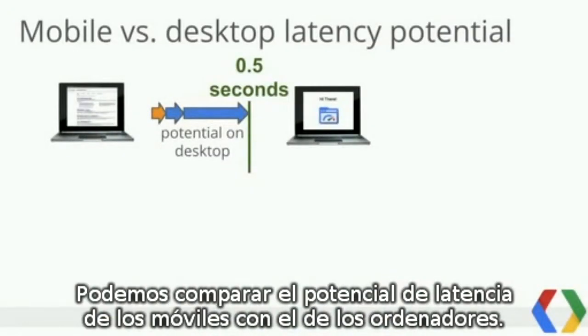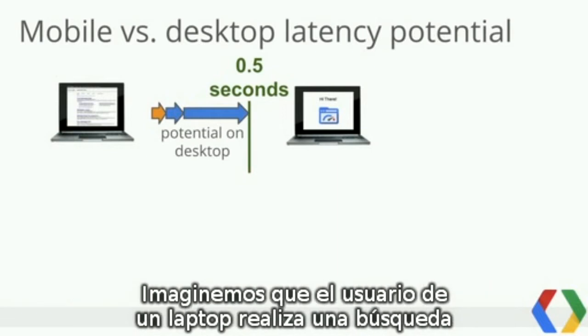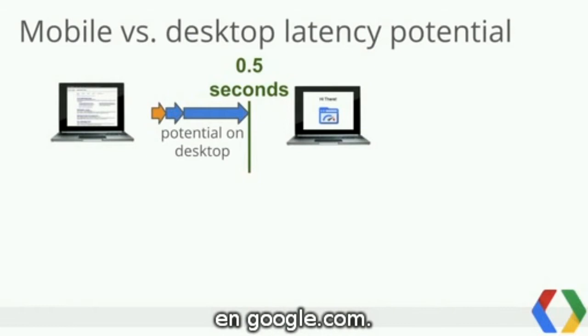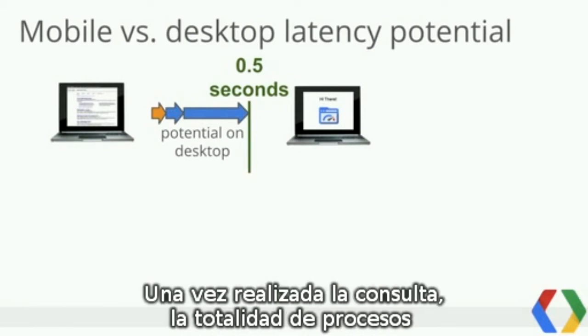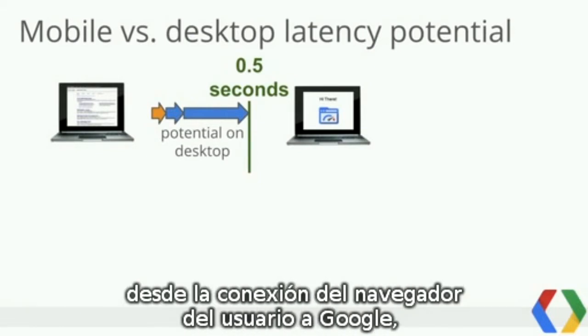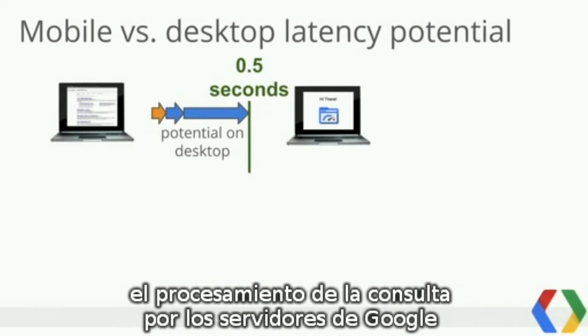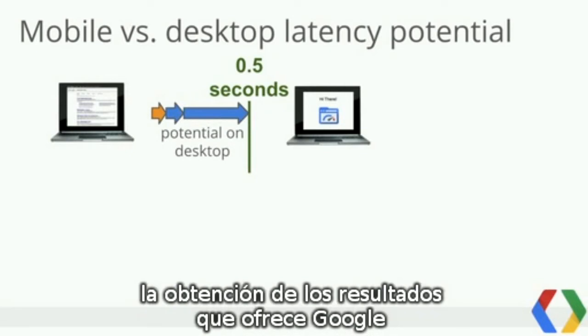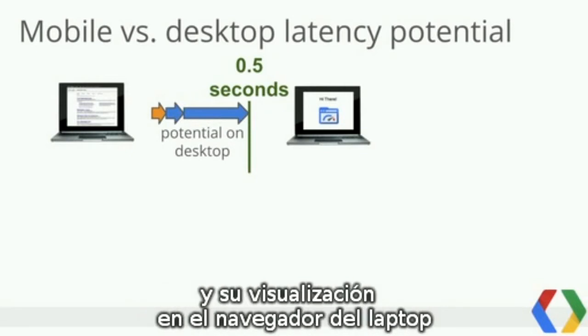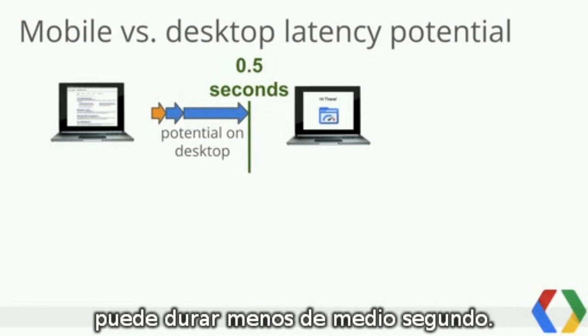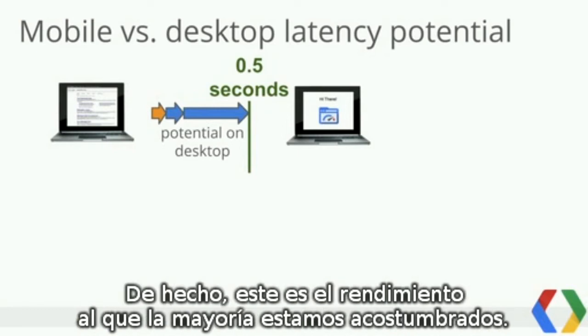We can compare mobile versus desktop latency potential. Take a laptop user, let's say on google.com, about to perform a search. Once the user enters a query, the total round trip from the user's browser to connect to Google, Google's servers to process the query, and then for Google to return the results and have them displayed in the laptop's browser, can happen in less than half a second. In fact, that's the performance to which many of us have become accustomed.